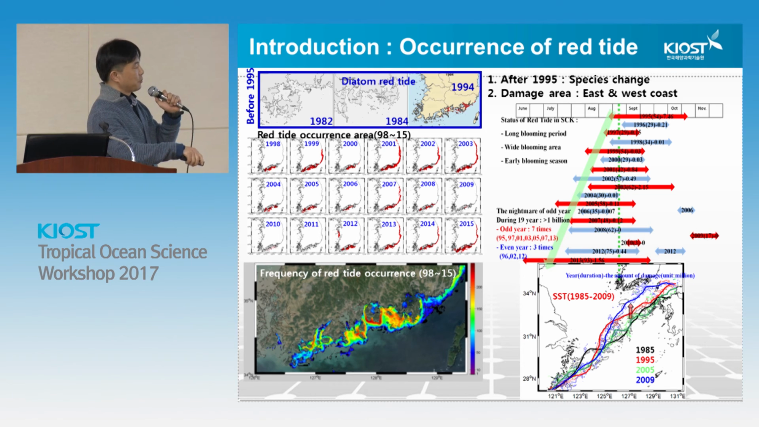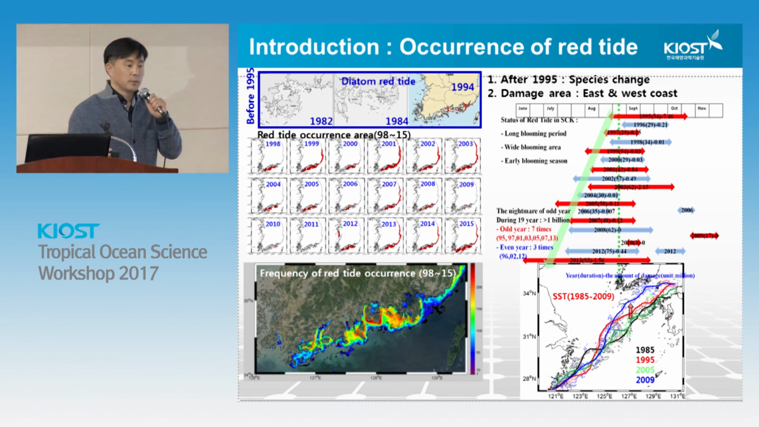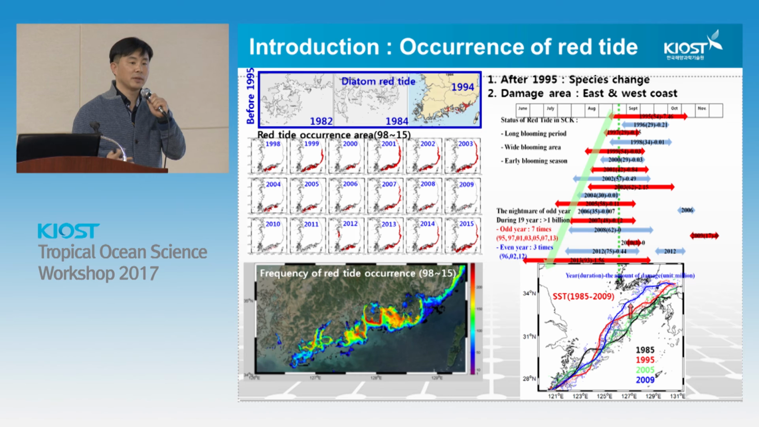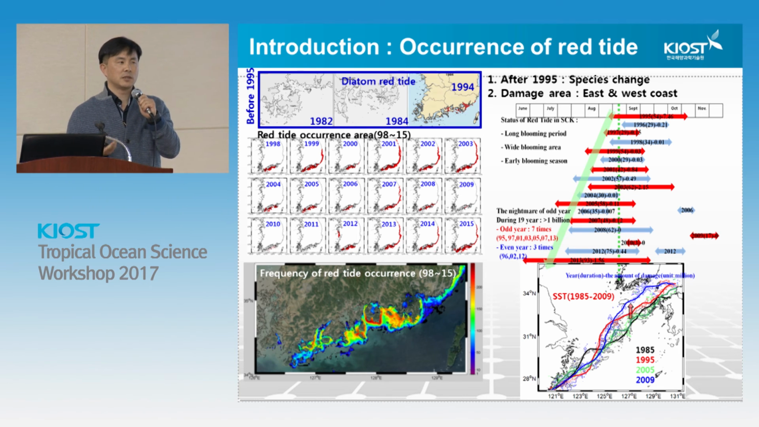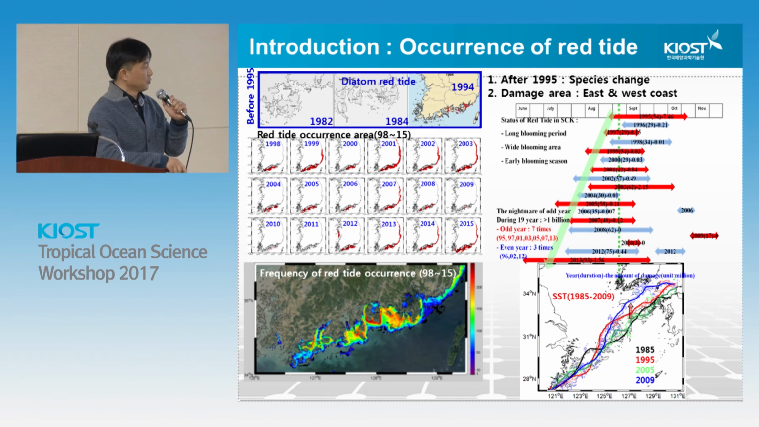But I think one of the control factors is related to global warming. According to my research result shown here, around 1985 this is the sea surface temperature, the summer line, the black line, far from Jeju. But now in 2009, it is very close to Jeju Island. It means the sea surface temperature is increasing. According to my research, it increased about 1 to 2 degrees Celsius during the 30 years.